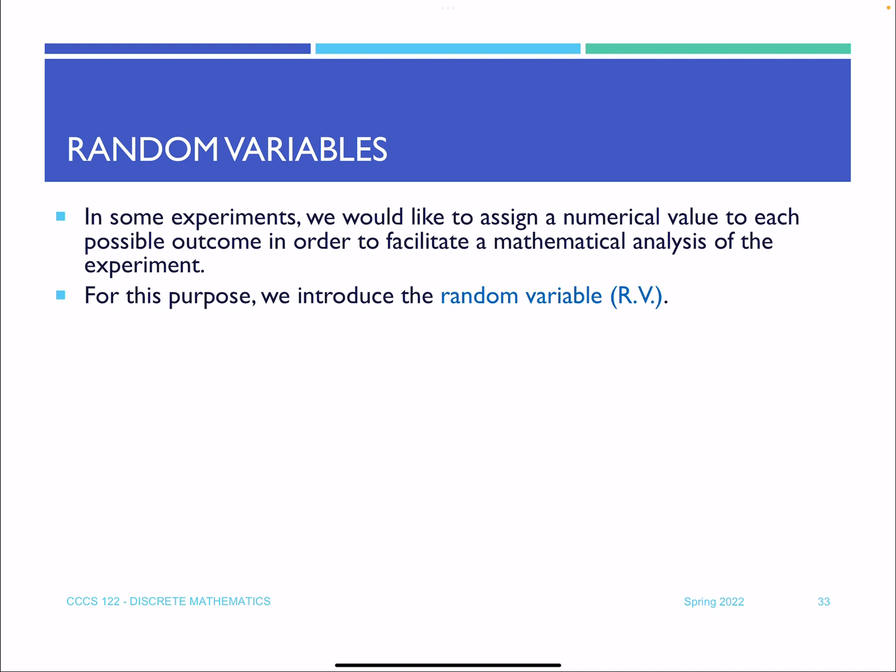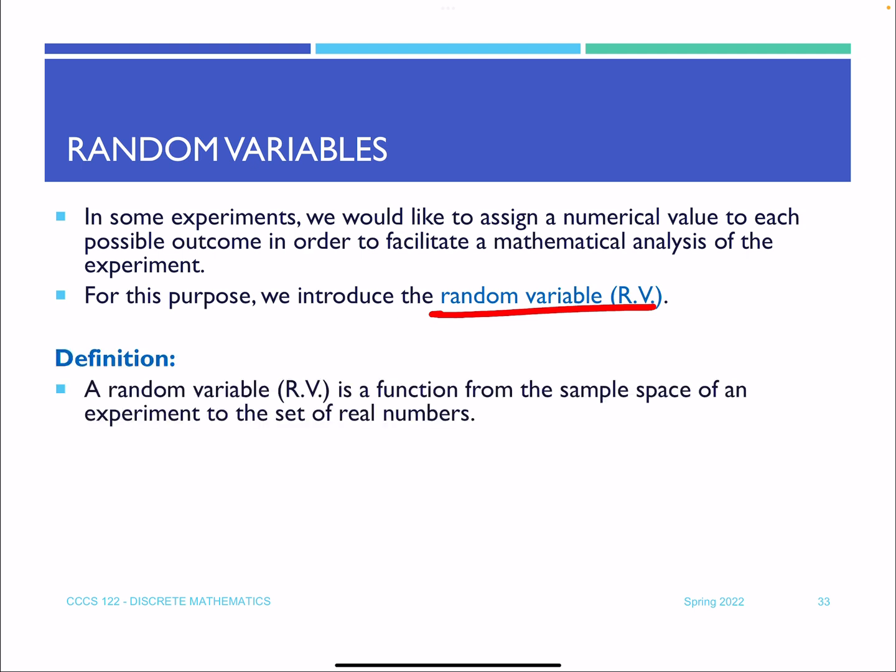Now, in some experiments, as we already saw, we would like to assign a numerical value to each possible outcome, and we saw that right at the beginning of the chapter when I introduced you to the term random variable. We do that in order to facilitate mathematical analysis of experiments, and for this purpose we introduced random variables. We haven't done much with random variables up to this point, but you see where they fit in between the other related terms: outcome, sample space, experiment, trial.